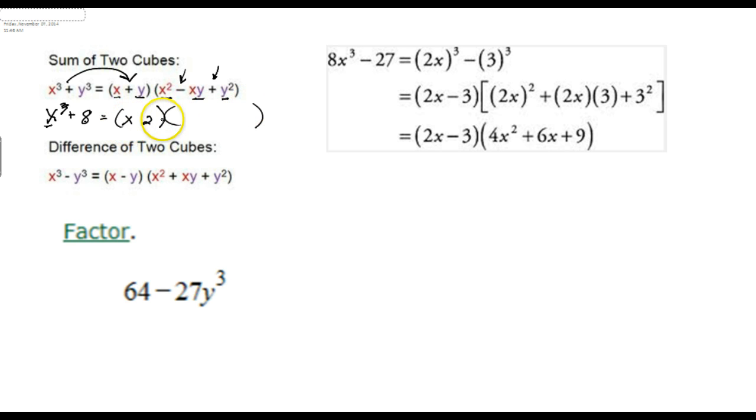So the rule says you square the first, take the product, square the last. First you keep this sign, so if it's a plus, just keep it. Then you change it, the last one's always plus.